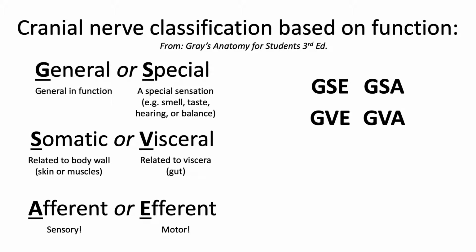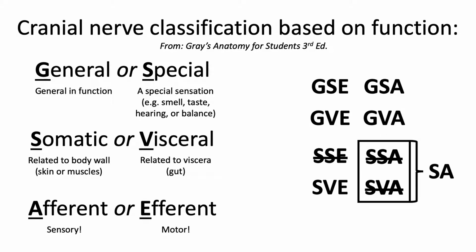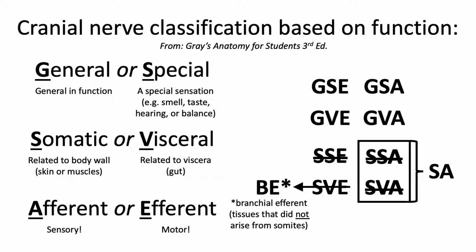When we talk about cranial nerves, we add the special sensation category, and we can come up with 4 additional options. The SSE option does not exist. In Gray's Anatomy for Students, the SSA and SVA categories are combined into an SA function, and the SVE is termed BE, which stands for branchial efferent. These fibers are motor in nature, but they serve tissues that did not arise from somites.